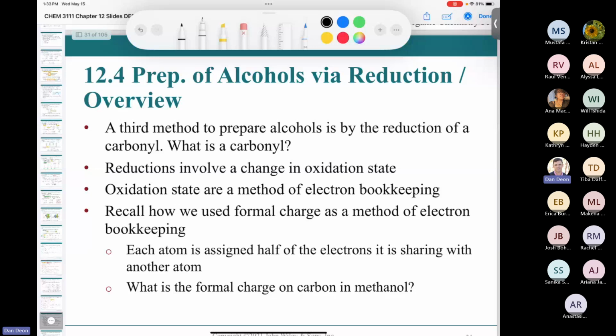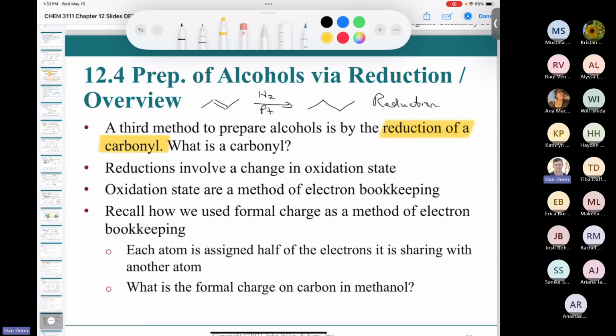So let's talk about reduction. If you remember, the only kind of reduction we really looked at in Organic 1 would be if we took an alkene and treated it with hydrogen gas and palladium, platinum, or nickel to make butane or something like that. That is a reduction. In organic chemistry, if you add hydrogens, it's a reduction reaction. Obviously this is not an alcohol, that's just a plain old alkane, but there is another way to prepare alcohols, and it's by the reduction of a carbonyl.